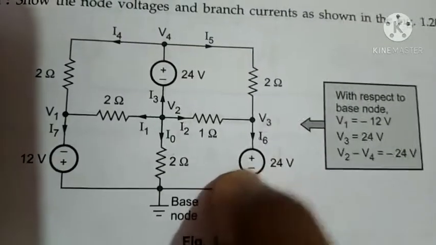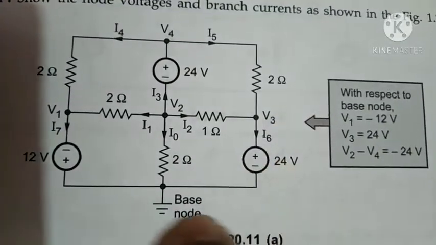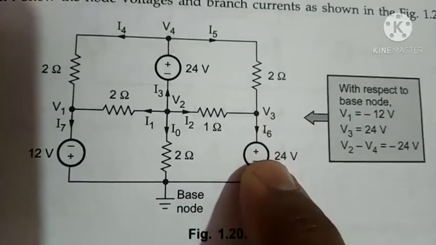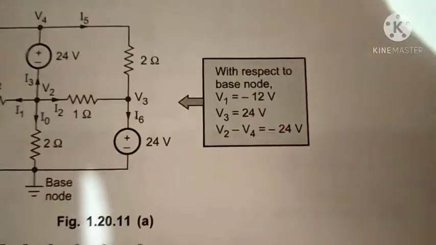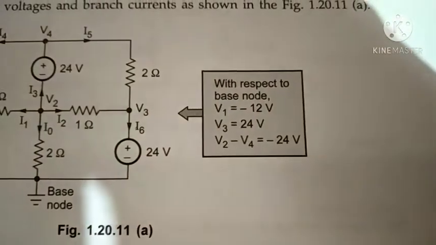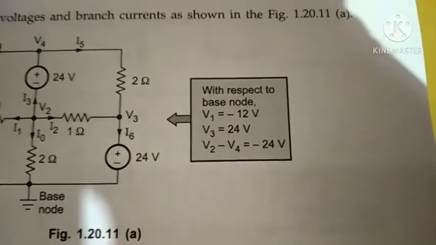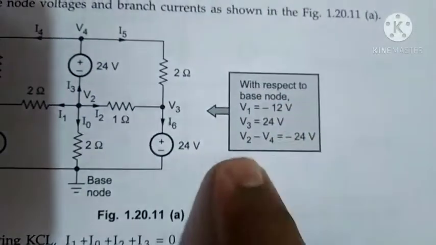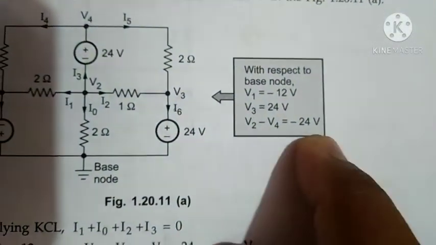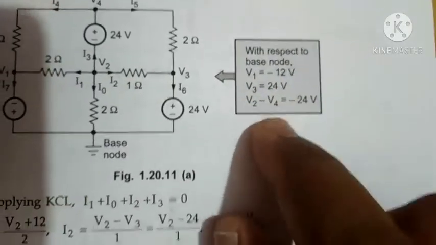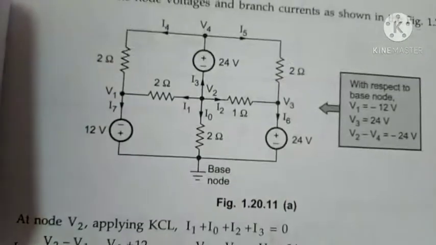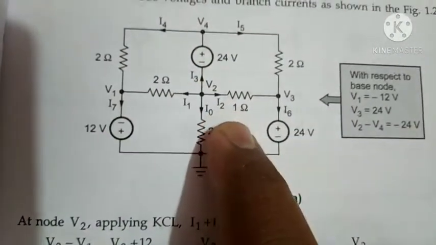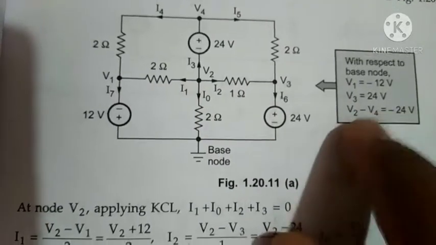Here, plus is connected to V3 and minus is connected to ground. So V3 minus 0 is equal to 24, so the value of V3 is 24. Out of the four values, we have V1 and V3, but the exact values of V2 and V4 we don't know. So we have to apply KCL at one node to get another equation, and then we can solve for V2 and V4.